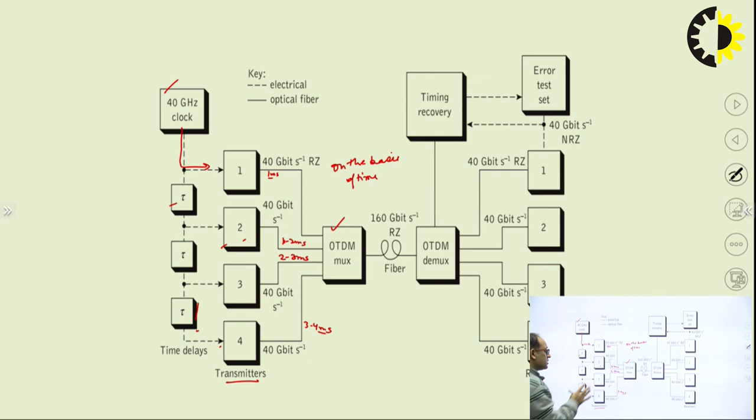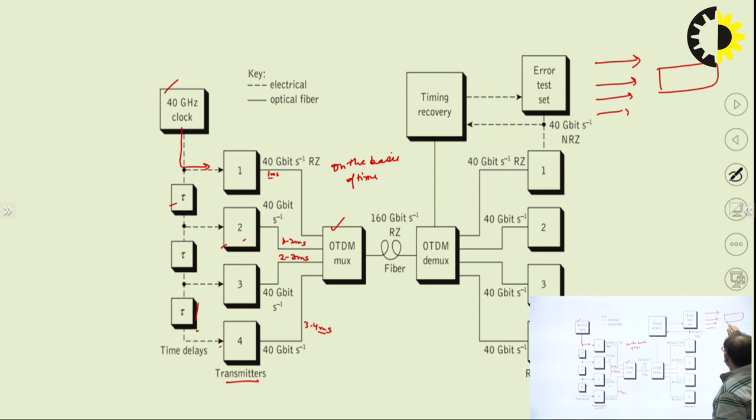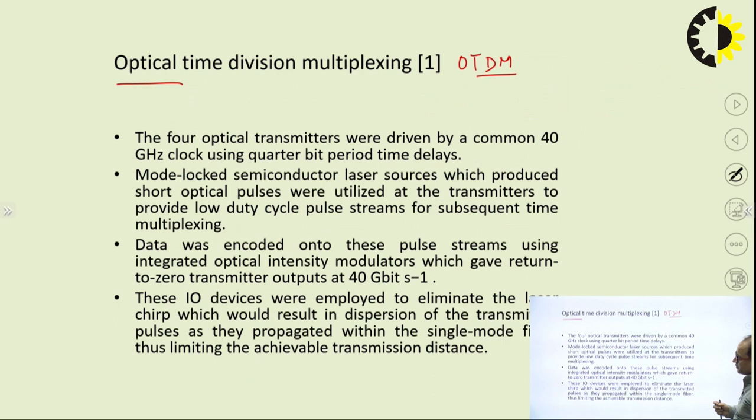So this one is OTDM, that is, optical time division multiplexing. A number of signals are transmitted over a single channel on the basis of the time allocated to each transmitter. Clear?